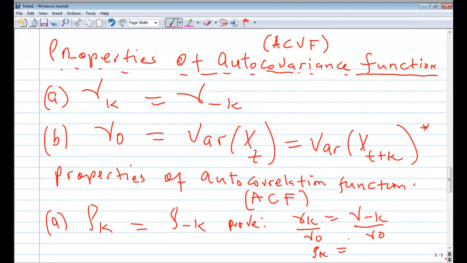Okay. So gamma of minus k divided by gamma 0 will be equal to what? Rho of minus k. Afternoon, sir. Eh? Afternoon, sir. Yes, sir, can you hear me? Yes, I can. Sir, may you please help me out with something? I'm a bit confused. You said something about rho 0 being equal to 0. When does that apply? Unless I heard wrong.